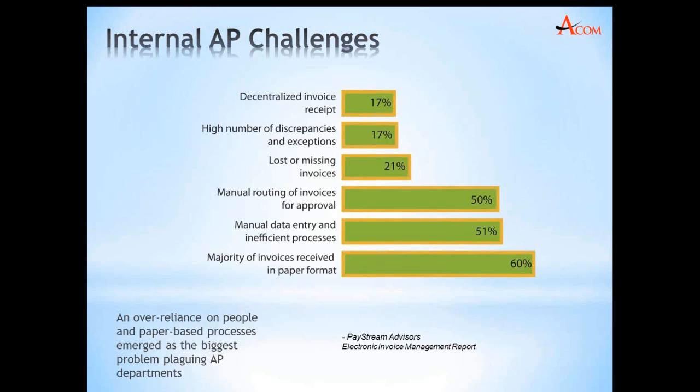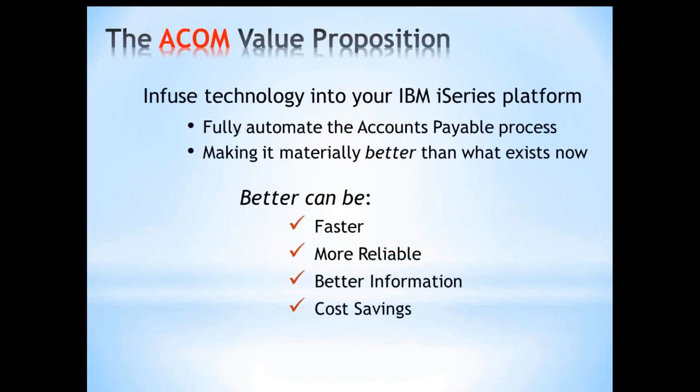So at ACOM, when we looked at all of these as we were designing our solution on AP automation, we felt that that solution should actually cover quite a few different elements. Essentially, our value proposition was that we should assume that our clients are going to continue to remain on the IBM iSeries platform so that they are not abandoning the investment they've made in their existing ERP system.